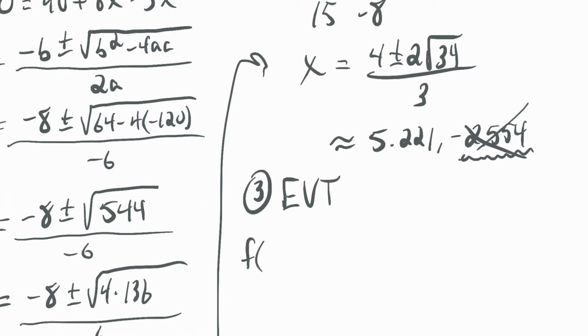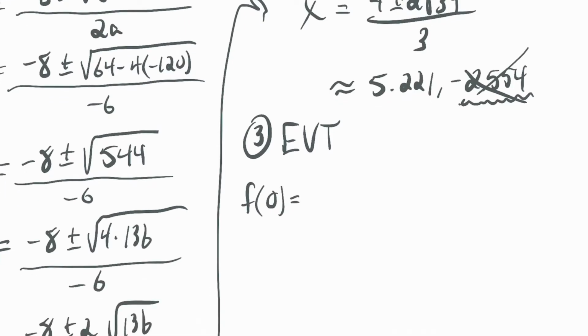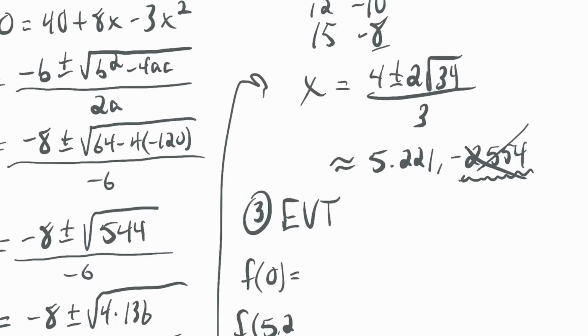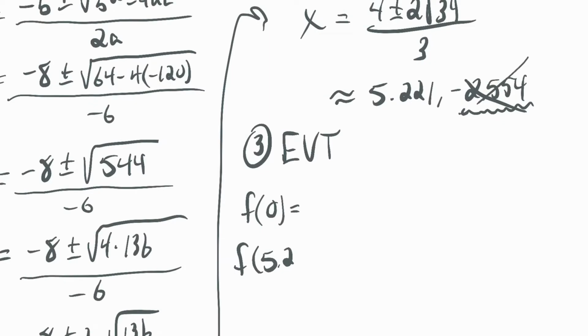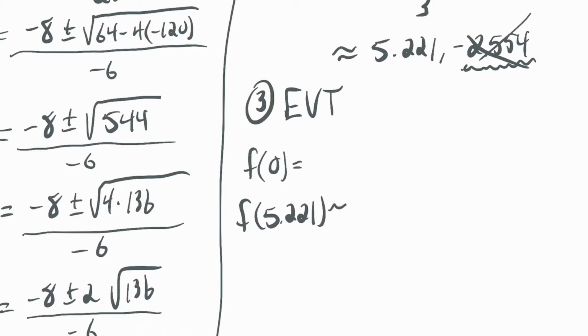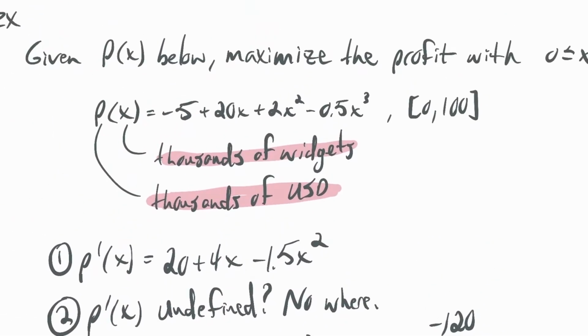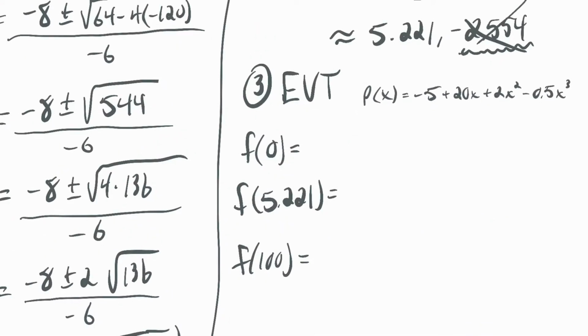So f of 0, f of, let's say 5.221. I'm not going to want to try to deal with the exact value in a cubic function. That'll be really, really messy. And then f of 100, which maybe I should have chosen a smaller number, but that's fine. So f of 0, well, let's put that there. P for profit, of course.